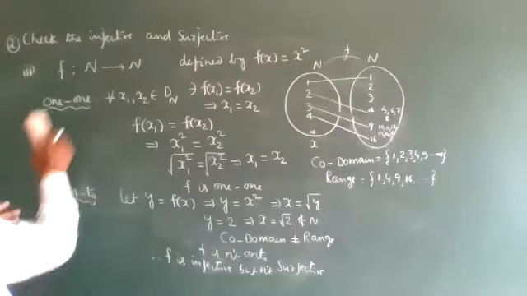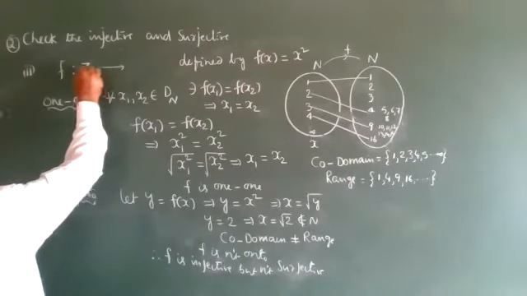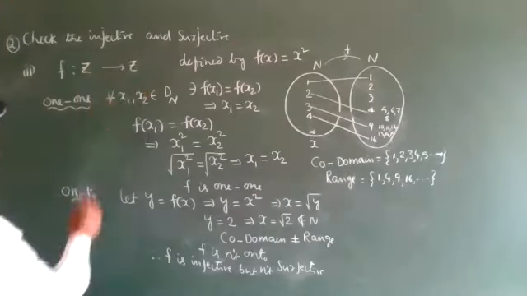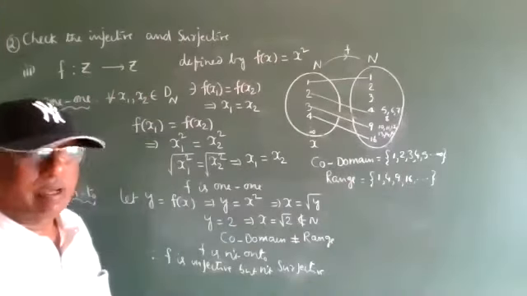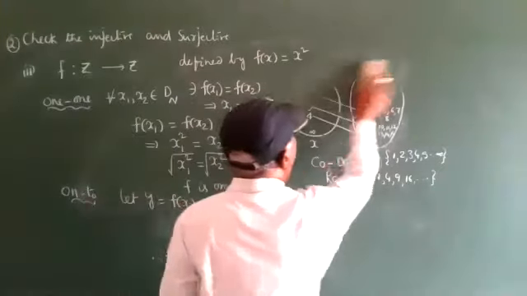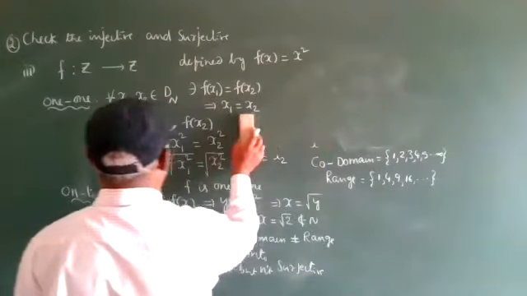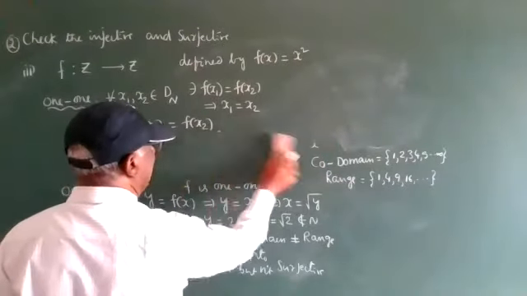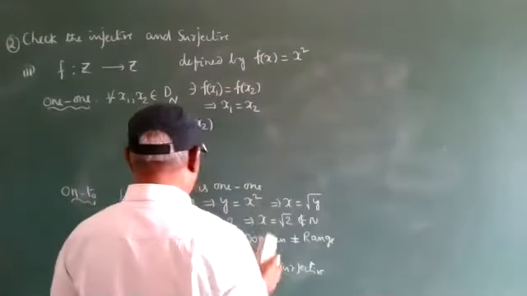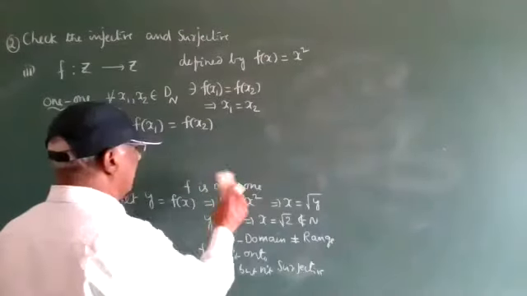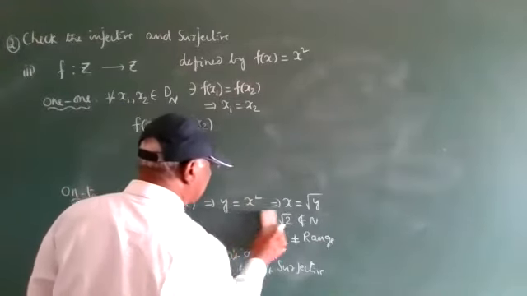See the second bit. F is a mapping from Z to Z defined by f(x) = x squared. First I will draw the figure. Everyone see the figure, because with the figure we can understand easily. If you know the figure, then only we can clearly understand. Everyone observe.